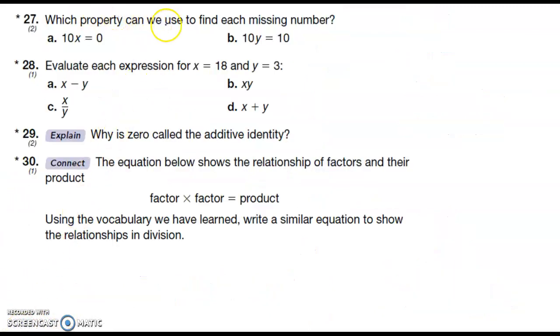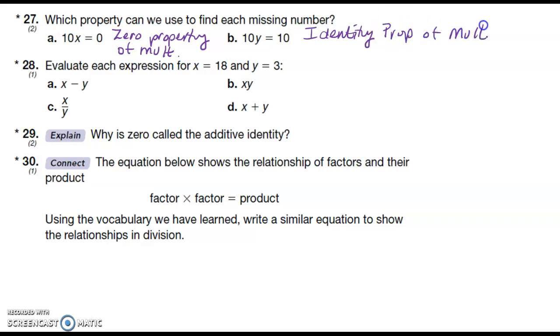All right. Which property can we use to find the missing number? So 10 times something, because there's no operation here, is equal to 0. So 10 times what is 0? This is the zero property of multiplication, because we know anything times 0 is going to be 0. And then we have 10 times something is equal to 10. So nothing changed. The 10, nothing changed. So we know that this is the identity property of multiplication, because the identity remained the same.